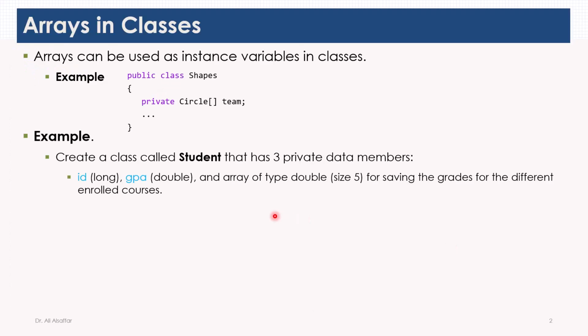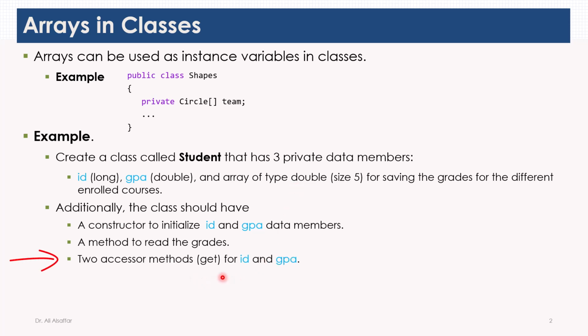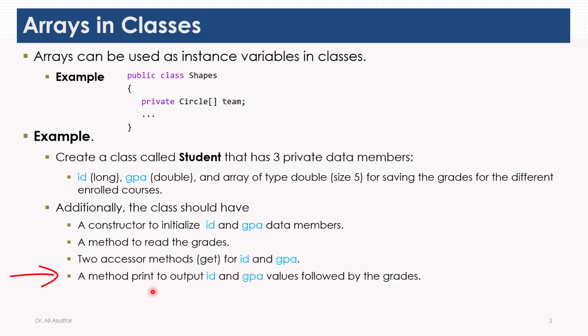In addition to the 3 private data members, the class should have the following methods. First is a constructor to initialize only the ID and GPA data members, then a special method that is required to read the grades into the array, 2 accessor methods (get), one for ID and one for GPA, and last we need to write a method to print as an output the ID, GPA, followed by the values of the grades. Let us go back to our class definition and show you how these methods are implemented.